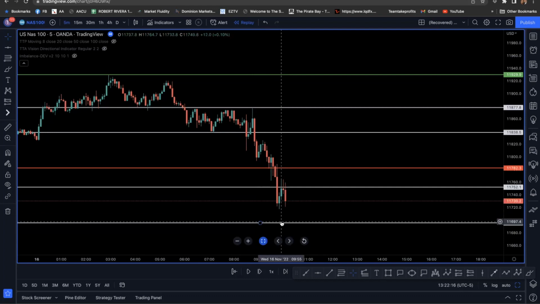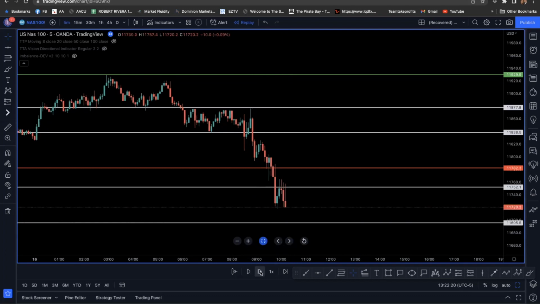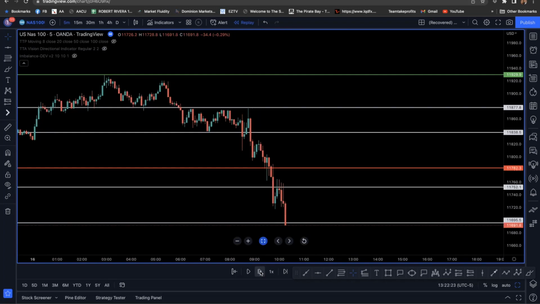Okay, then I'm counting on it to continue coming down to the next area, which I believe it did pretty cleanly. There it is, and somewhere in there is where I took profit.